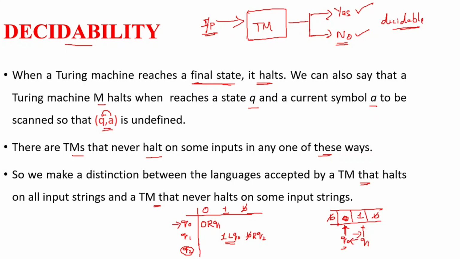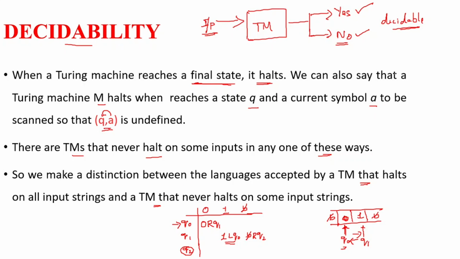So now Q0 again is facing 0, right? In such a scenario, the Turing machine never halts. It loops around these two symbols. Q0 upon 0, it will go to the right, and Q1 upon 1, it will come to the left. So this is an example of a Turing machine that never halts at all. It is not deciding whether the input string belongs to the language or not, because it never halts in any particular state.